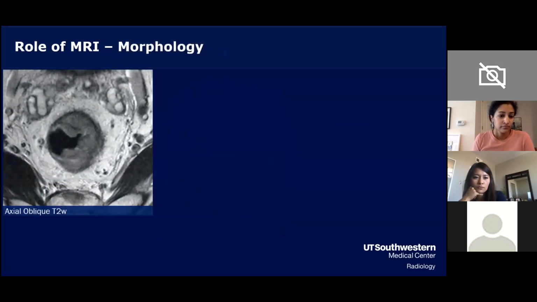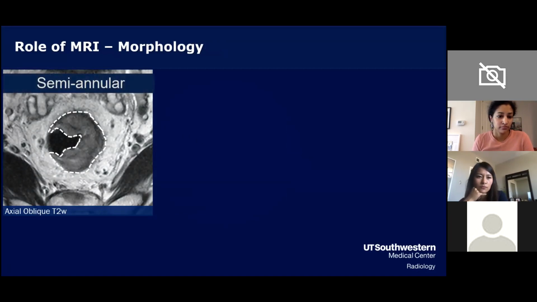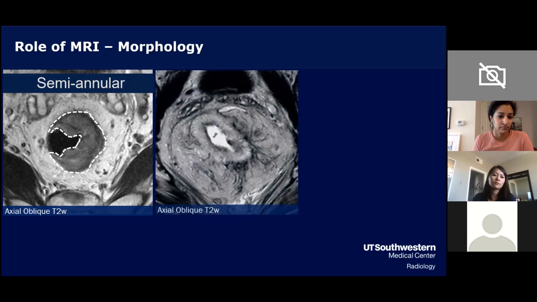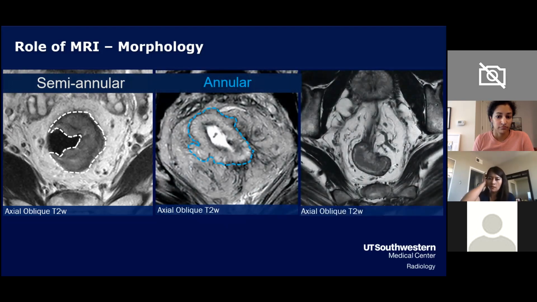Then we talk about tumor morphology, and what do we mean by this? Well, a tumor can be semi-annular like this. It can be annular, where it's completely circumferential, and it can be polypoid. So polypoid obviously is like it's got a stalk, and the bulk of the tumor is in the form of an intraluminal polyp there. So these are variations in morphology of the tumor.